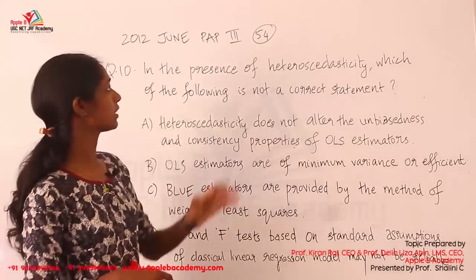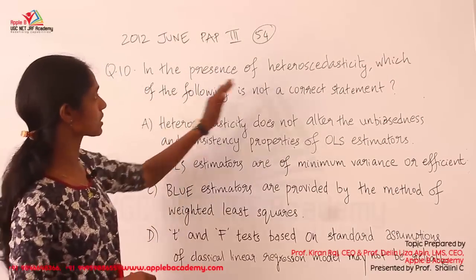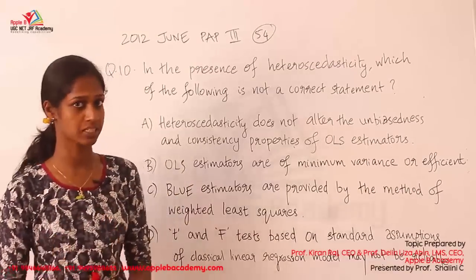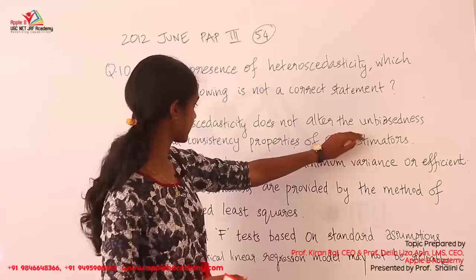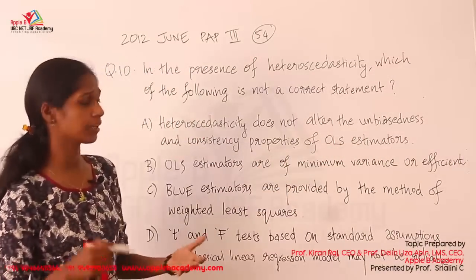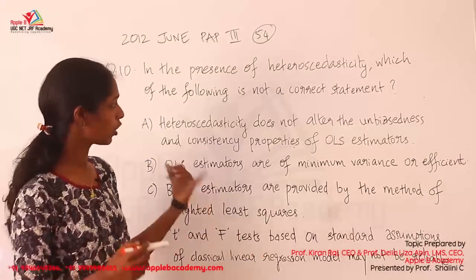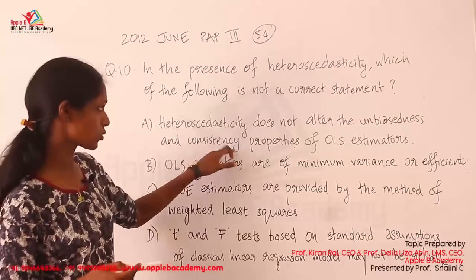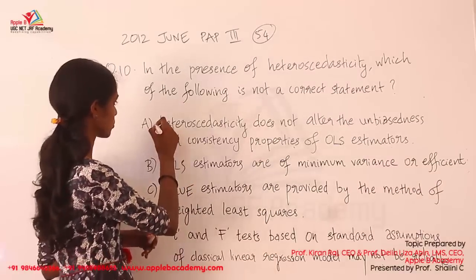So moving on to the last question of this section, 2012 June paper 3, 54th question. In the presence of heteroscedasticity, which of the following is not a correct statement? So if the model has heteroscedasticity, which of the following is not true? Heteroscedasticity does not alter the unbiasedness and consistency properties of OLS estimators. So we have discussed earlier that if there is heteroscedasticity and we disregard it and continue with the estimation, the model would be consistent, unbiased, and inefficient. So what they have told here is true. The model will be unbiased and consistent. So this particular statement is true.